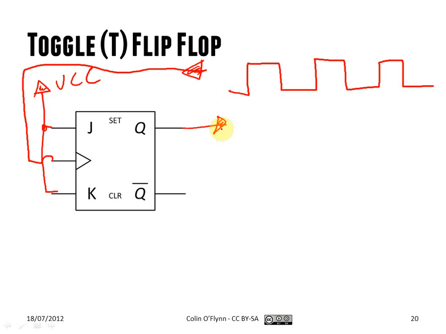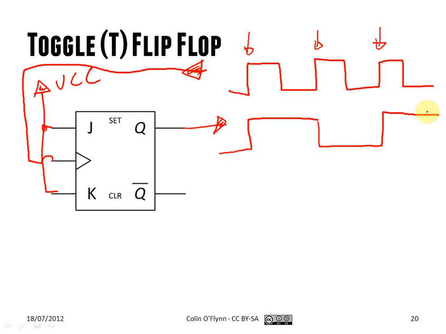And the answer is that on every clock edge, the output Q toggles. So clock edge being here, here, and here. So say it was initially 0, at this clock edge it goes to 1. At this clock edge, it goes down to 0 and up to 1.